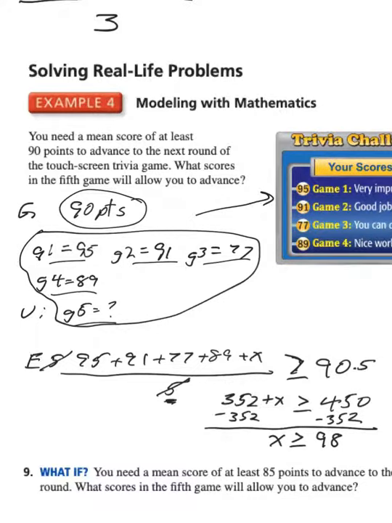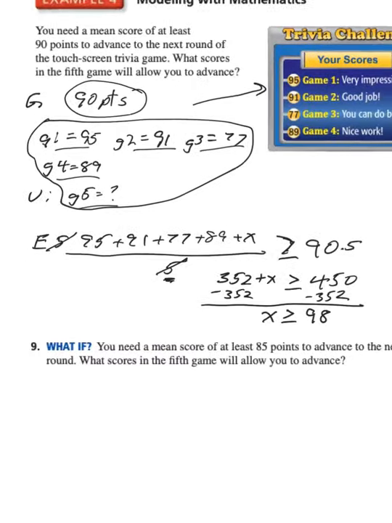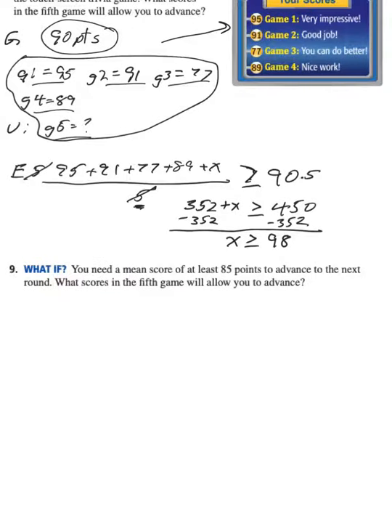So next question, it says on the bottom here, what if you need a mean score of at least 85 to advance to the next round? What score in the 5th game would allow you to advance? So this is actually for you to do. I would be very impressed if you could really, really quickly figure out what it is. So I'm going to give you a chance to pause and come back. Think about it for a minute, and then unpause, and we'll go over this.